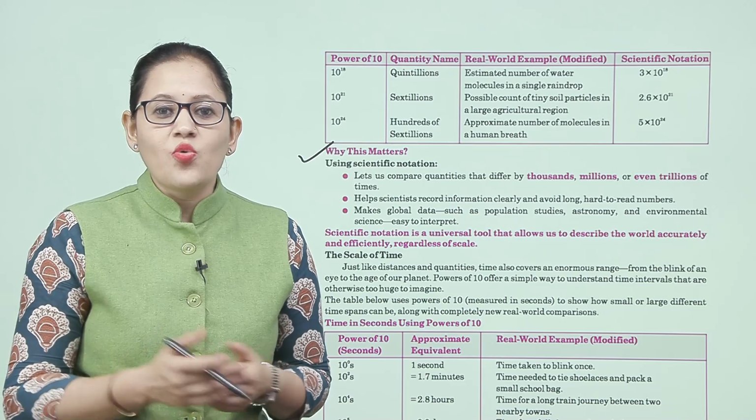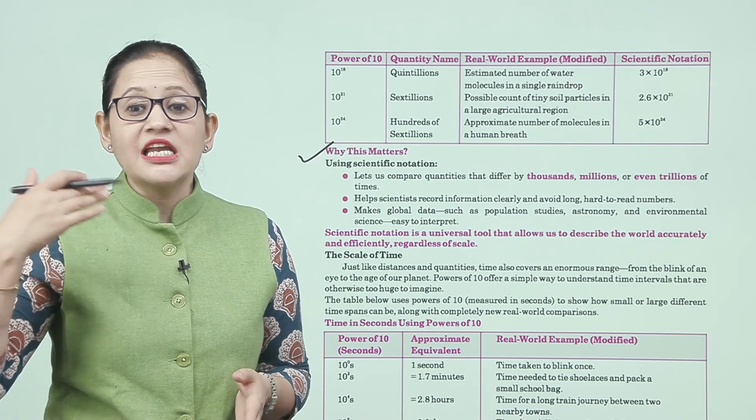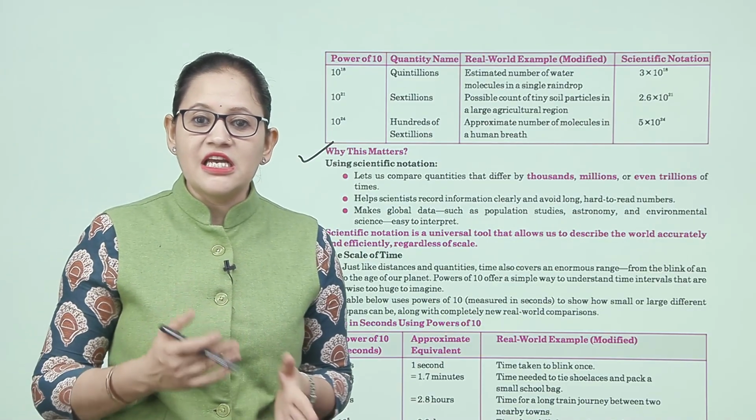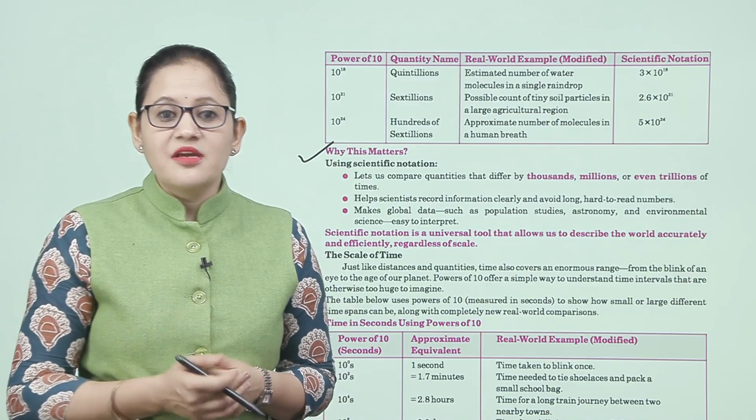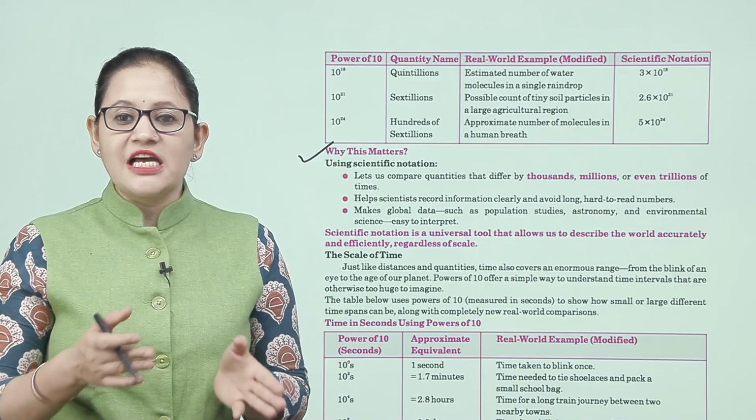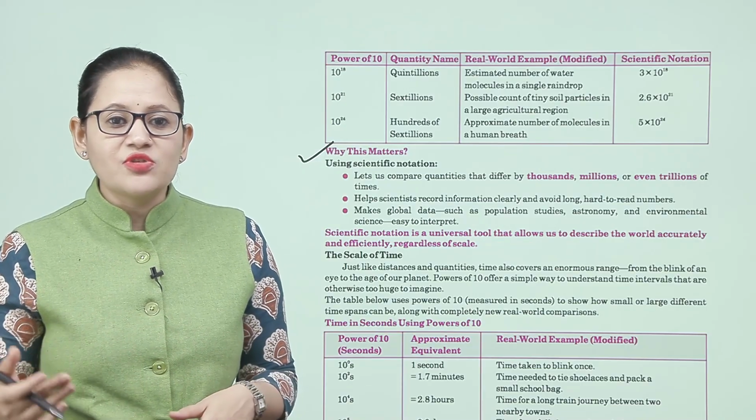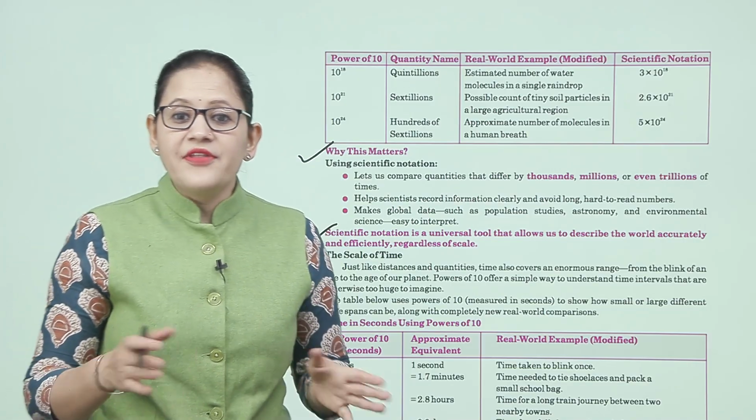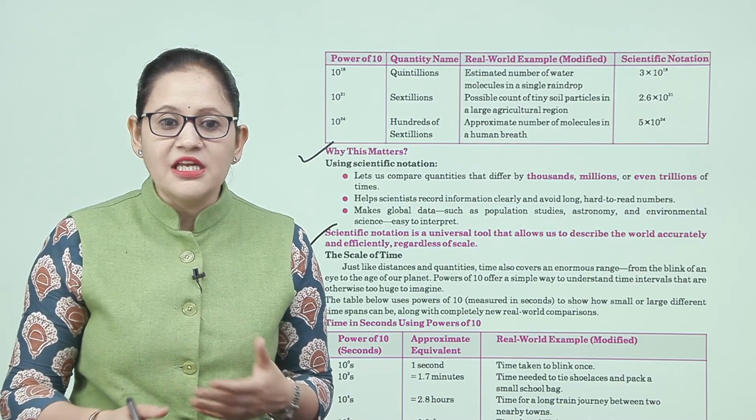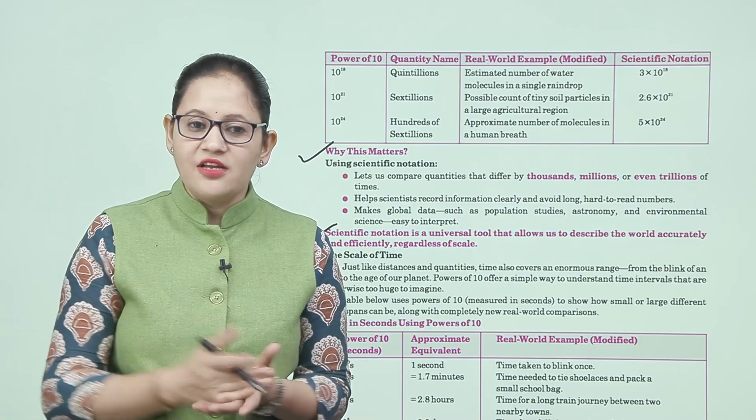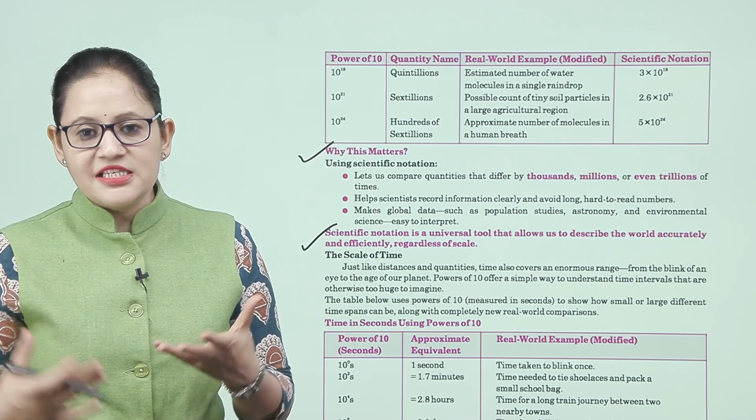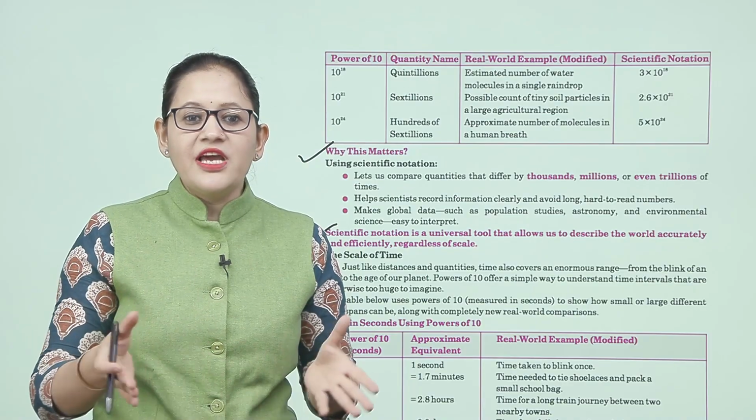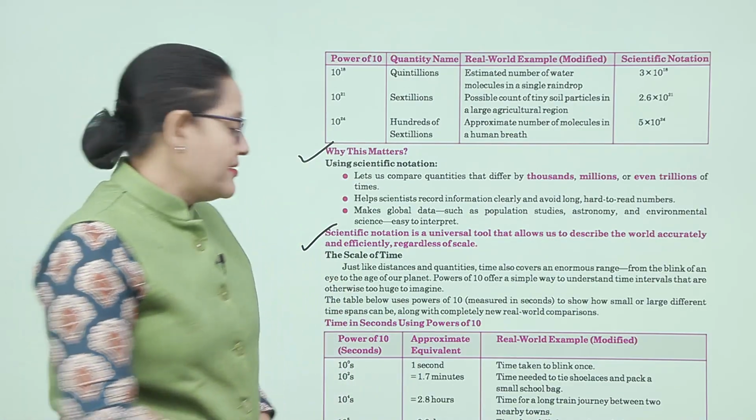Let us compare quantities that differ by thousands, millions and even trillions of times. It helps scientists record information clearly and avoid long, hard to read numbers. It makes global data such as population studies, astronomy and environmental science easy to interpret. Scientific notation is the universal tool that allows us to describe the world accurately and efficiently regardless of scale. So scientific notation makes our task easier. We can write very large numbers or even very small numbers accurately using scientific notation.